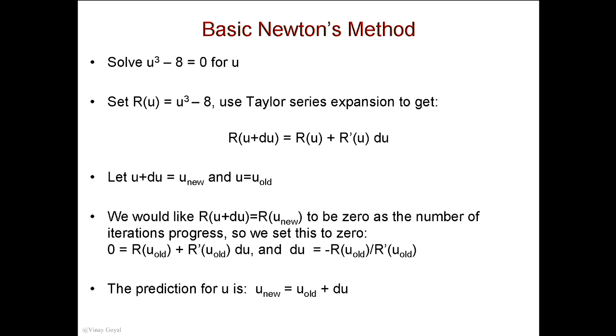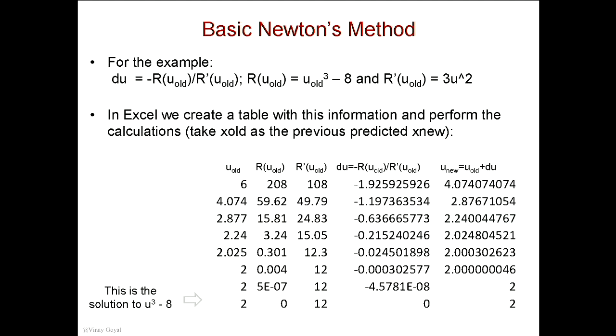Okay, so let's see what we've done here. I did it here for you, actually. And then I went to Excel, which is very visually appealing to me. So put u old here. I will start with the value of 6, just for the heck of it. We know that 6 is not correct, because 6 cubed minus 8 is way off from 0. That's not the right solution. I get R(u old), which is 208, which is this equation here that I programmed there.